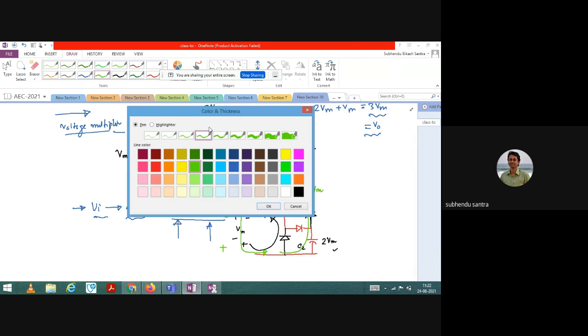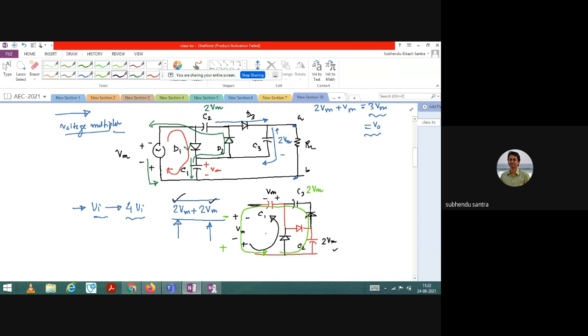Once again I am repeating, maybe I am fast here. So you see this Vm you understood, this 2 Vm you understood. What I am doing now is putting one diode to charge the capacitor. Now the question is that during the negative half, this diode will also be forward biased, and this diode will also be forward biased. So how will the voltage balance be maintained? This diode is forward biased, so that means the capacitor will charge to Vm, there is no doubt. Again, if you see this path, this loop, you have 2 Vm and you have Vm here.